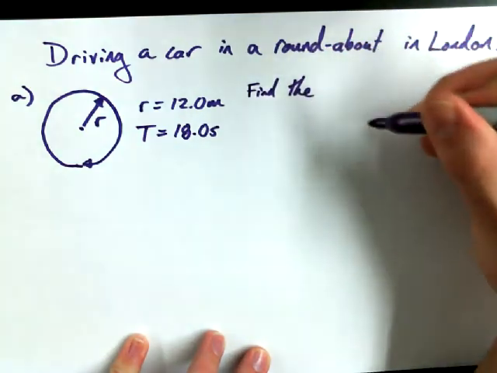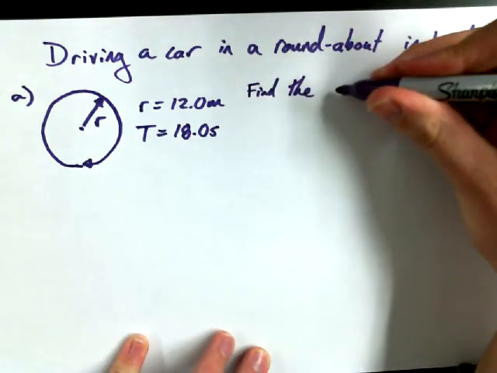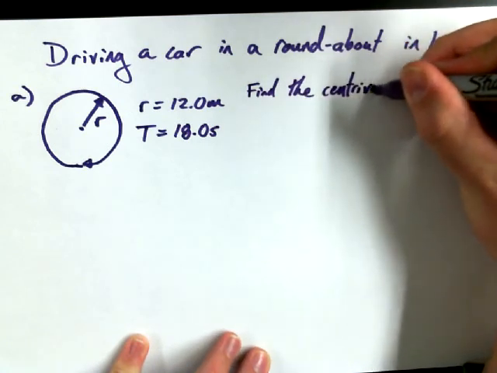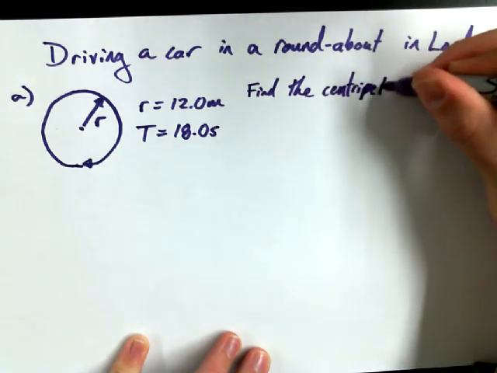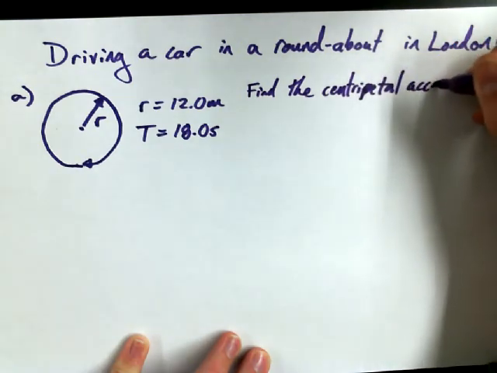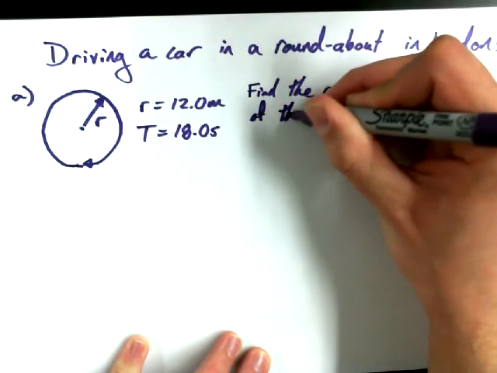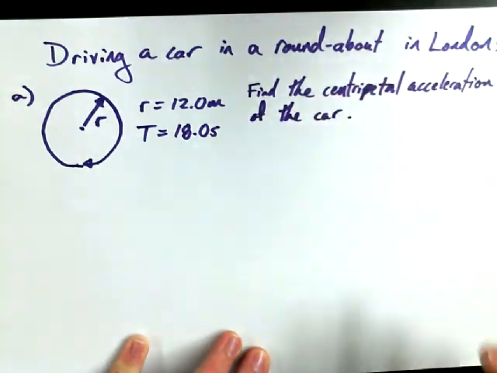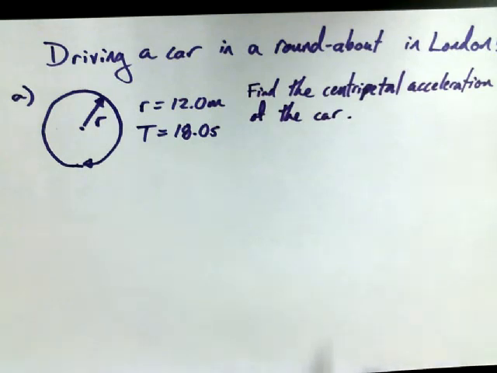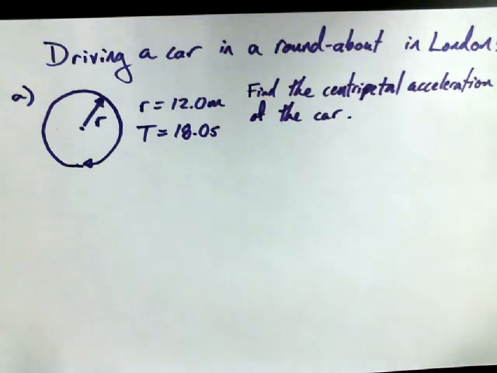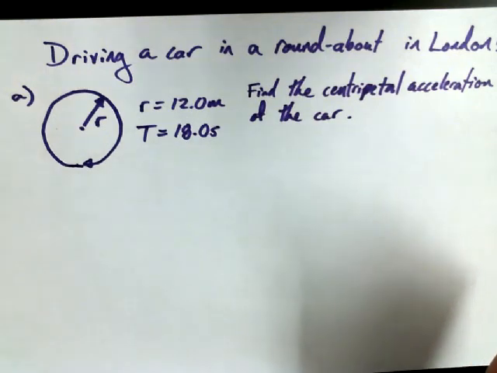I'd like to find the centripetal acceleration that the car is experiencing. Find the centripetal acceleration of the car. So you have enough information here to do it. Tell me what formula you'd like to use. I mean, this is really kind of like the equations of motion from kinematics, but now we're going in circles, right? So what's a nice, sweet little formula we could use?